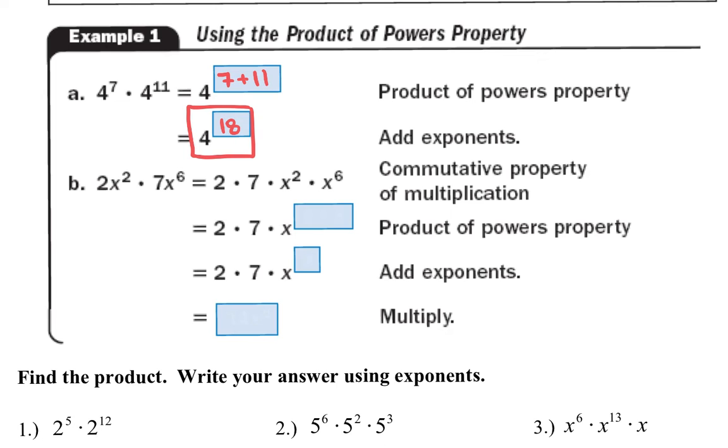All right, now let's look at example B. B is a little bit trickier. The first question we need to ask is, what is the base? And in example B, x is the base. 2 and 7 are not the base. In fact, we have a special name for that 2 and 7. In this problem here, 2 is called the coefficient, which is maybe a word you've heard before. 7 is also the coefficient. So 2 and 7 are coefficients. They are not the base.